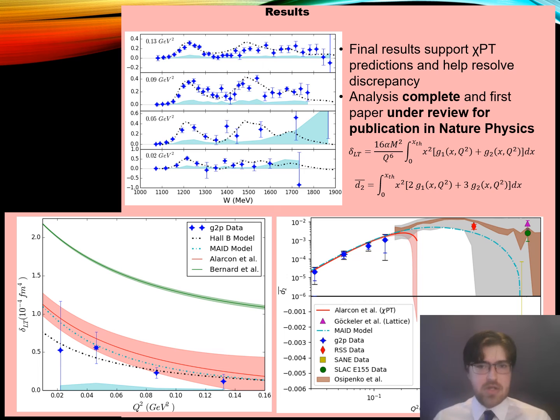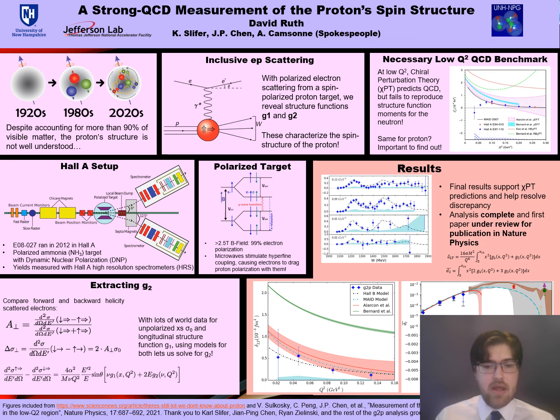The other moment, d2, helps to study the quark-gluon correlations of the proton, and here we also demonstrate good agreement with the calculations of chiral perturbation theory. The analysis of this data is complete, and our first paper is currently under review for publication in the journal Nature Physics, and we hope that that will be published quite soon.